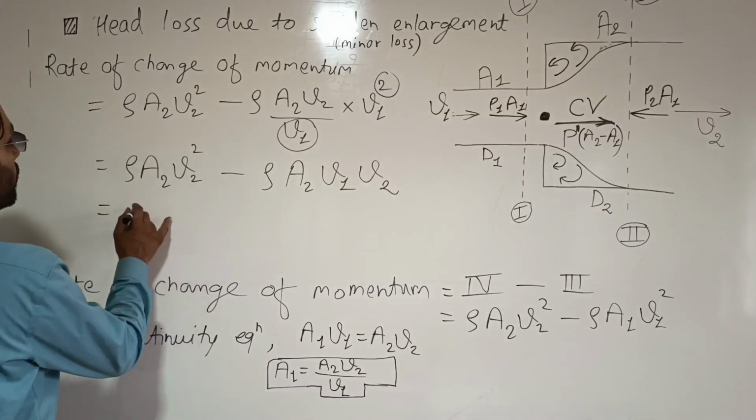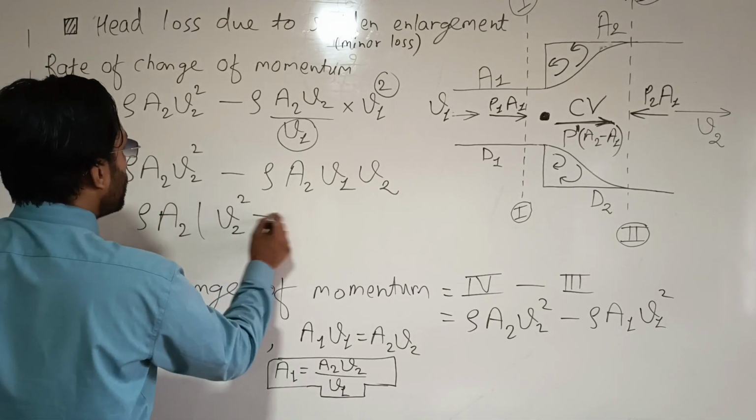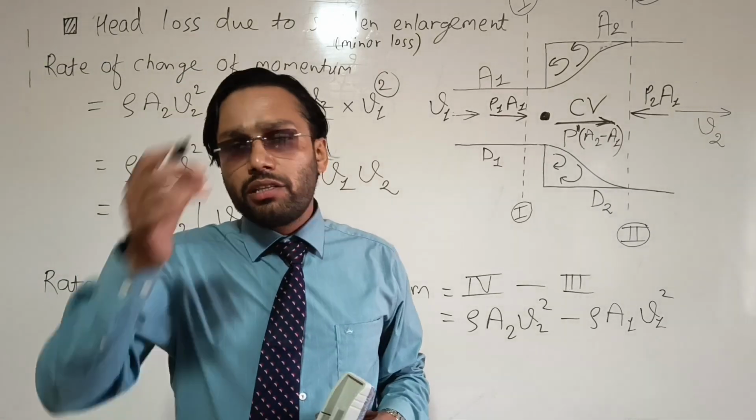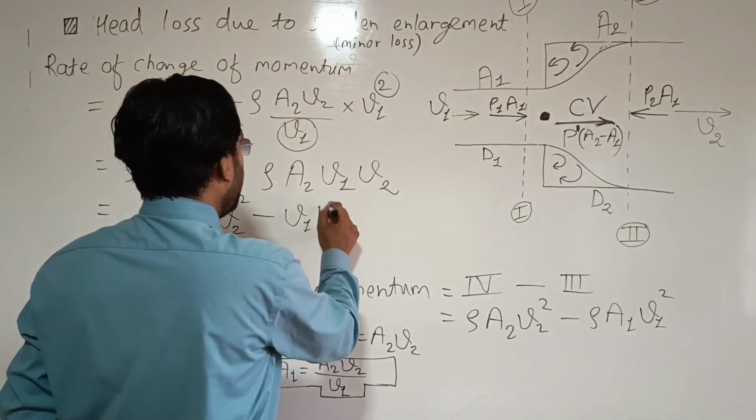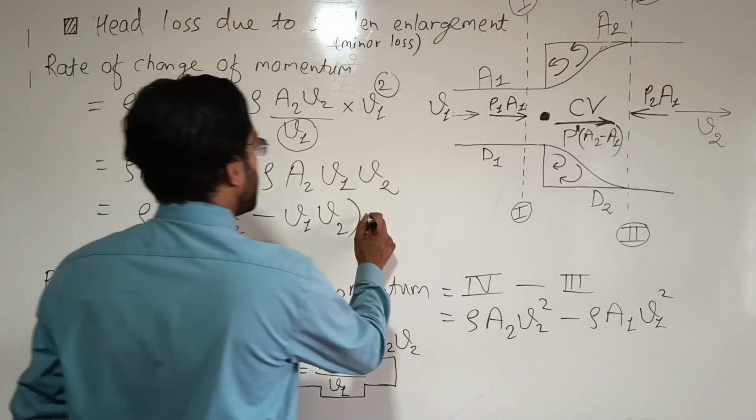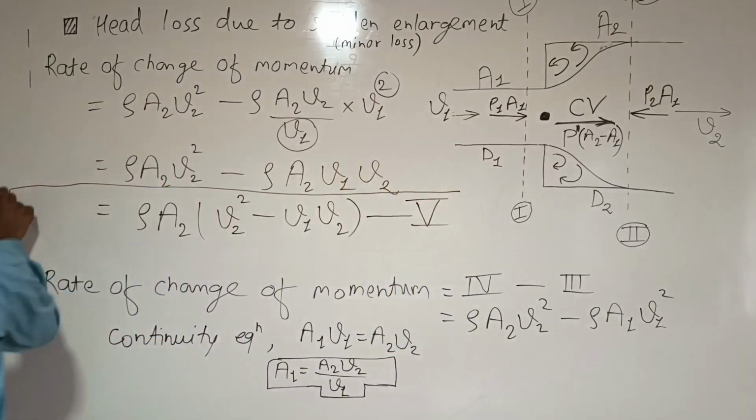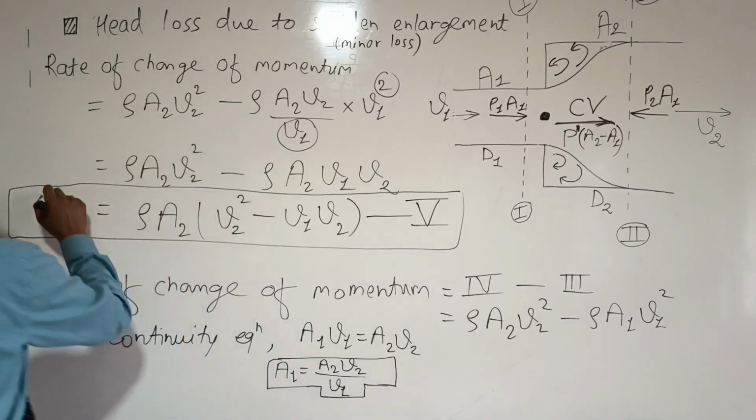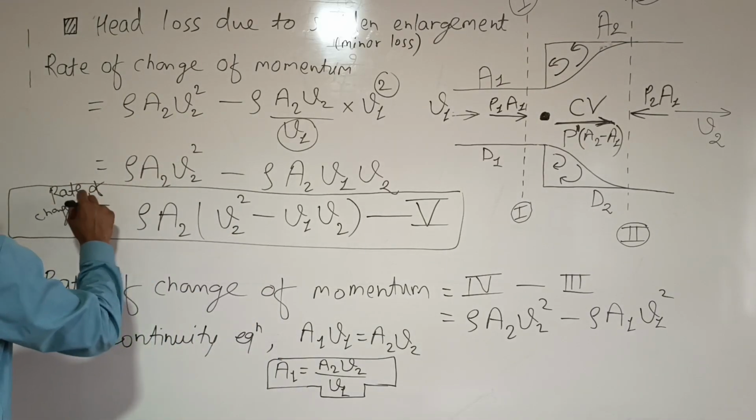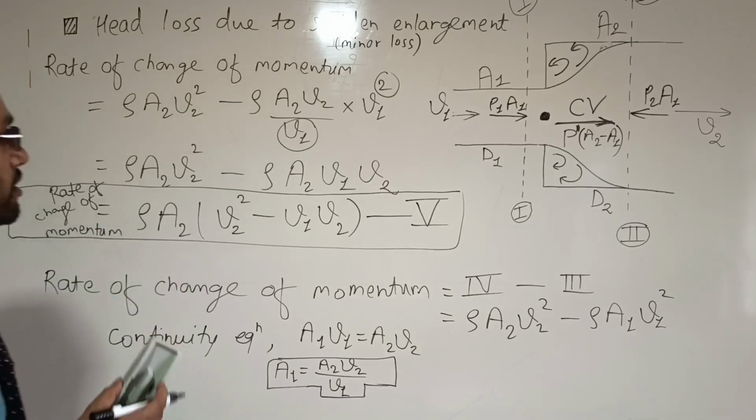Taking rho A2 common, that is V2 square minus V1 V2 is the expression. I am going to call this equation number 5. This is the rate of change of momentum, that is going to be rho A2 (V2 square minus V1 V2).